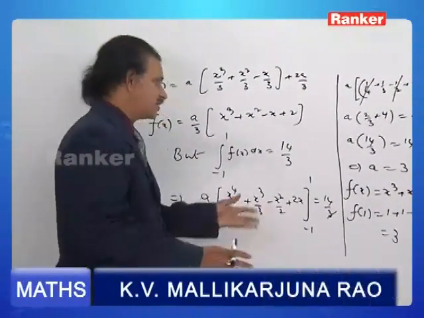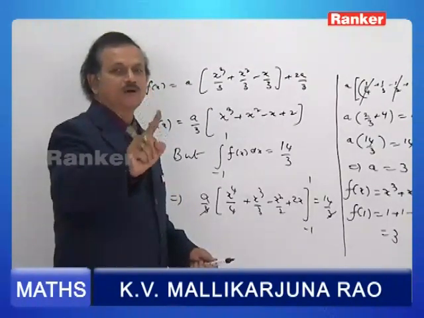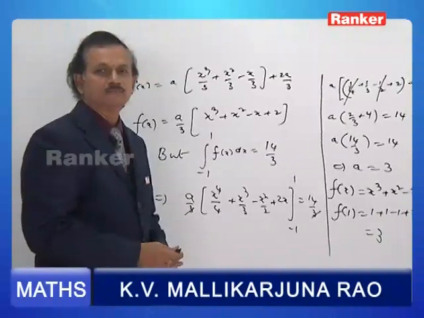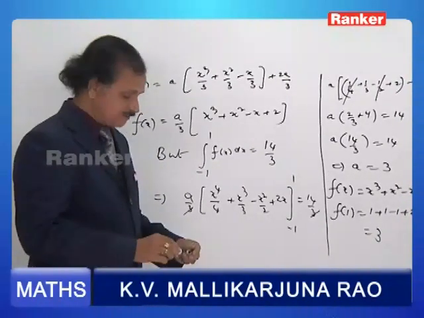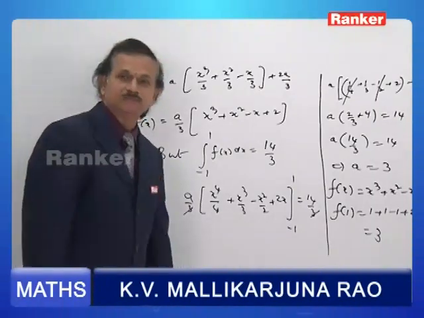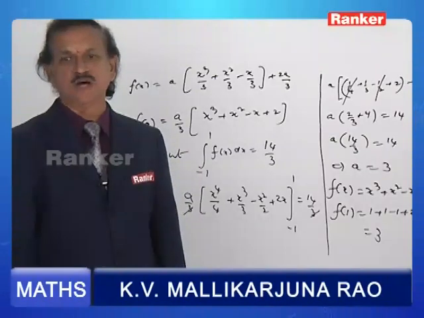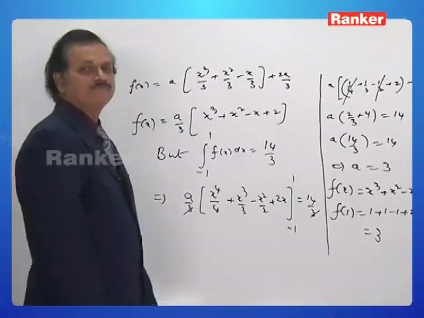The main part involved in the solution is you are to get small a and b by making use of the pieces of information in the data. Then only you will be able to have f of x and thereby f of 1 as 3. That's it.